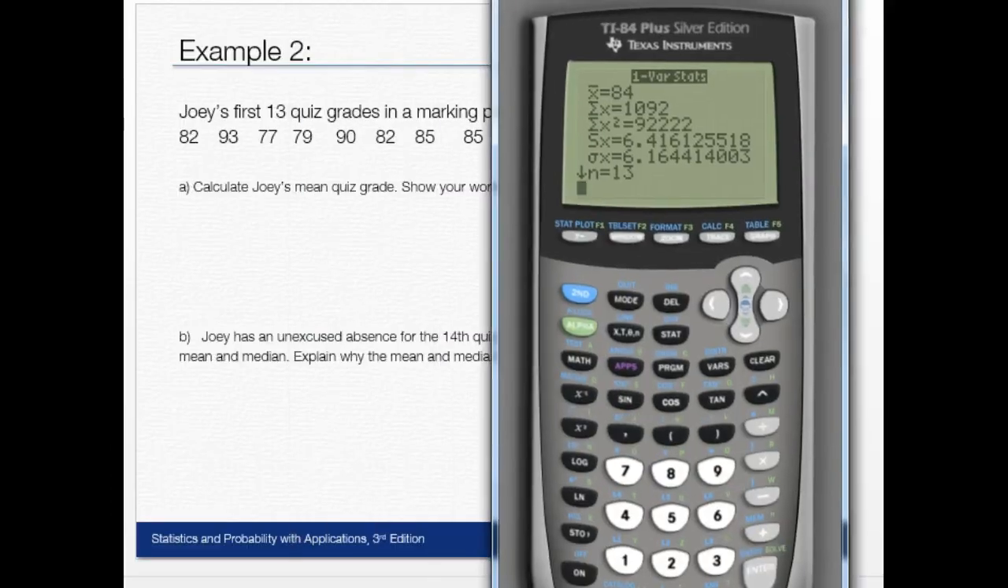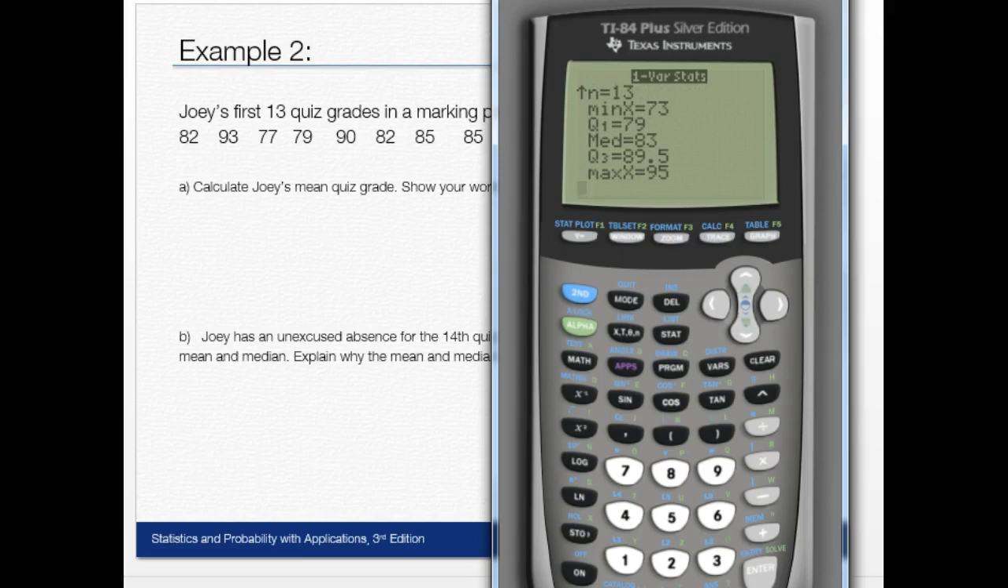But there it is. Now, if you wanted to know median, if you see that arrow right there on the bottom left, if you scroll down, there it is. The median is 83. Okay, so there's one way to do median. You can do it by hand. Either way works. But the calculator will give you the mean and the median. So the mean is the X bar symbol, and median is down here where it says MED.